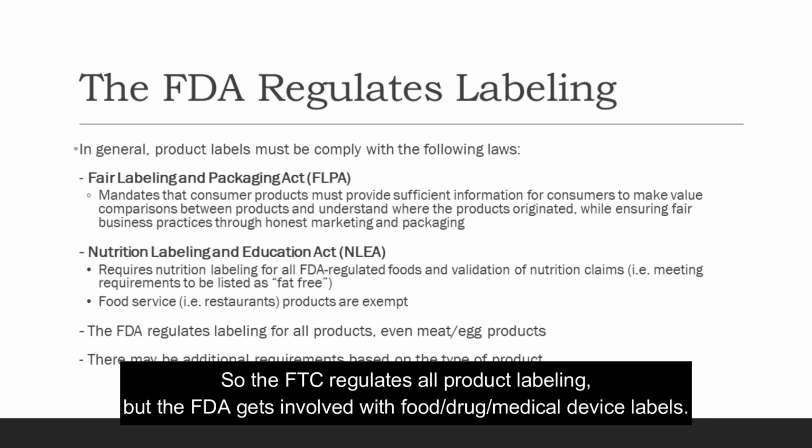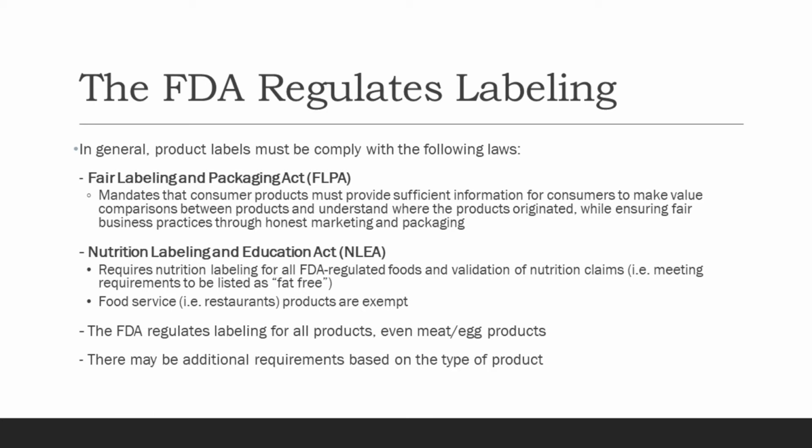Anyway, what exactly does this law do? Well, it sets the mandates that consumer products, such as the prepackaged food that you and I buy, must provide sufficient information for consumers to make value comparisons between products and understand where the products originated, while ensuring that there are fair business practices in honest marketing and packaging. So obviously we will talk about it in detail, but long story short, there needs to be no false claims on there.